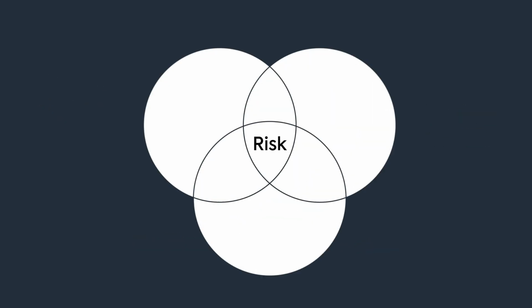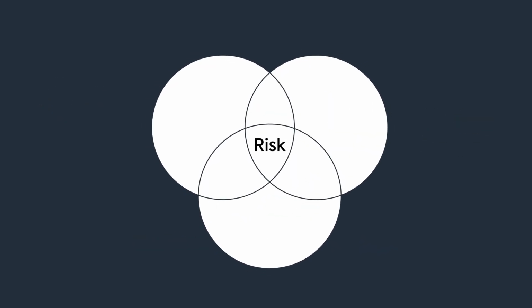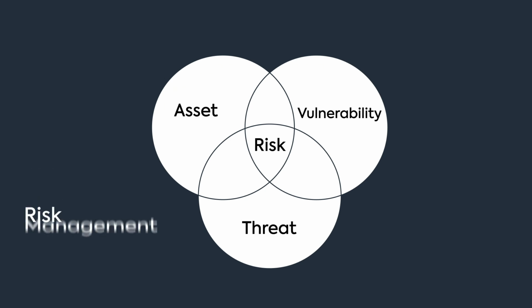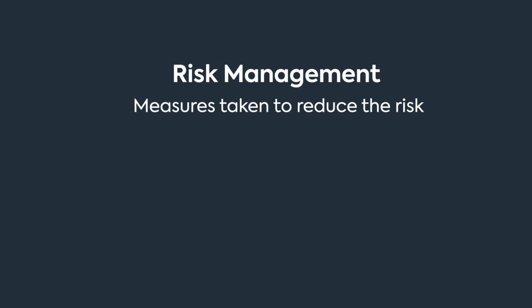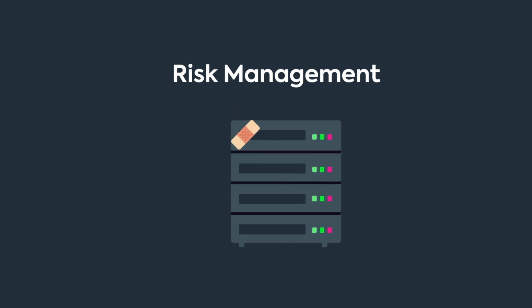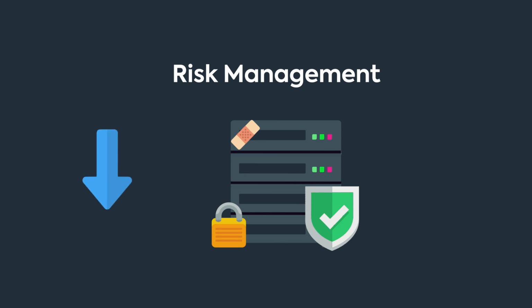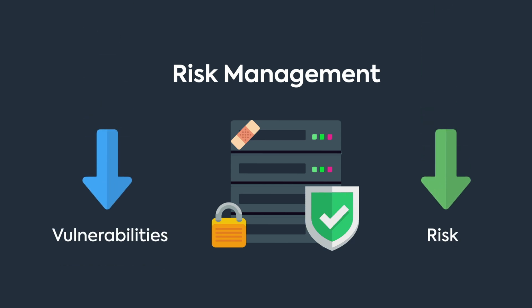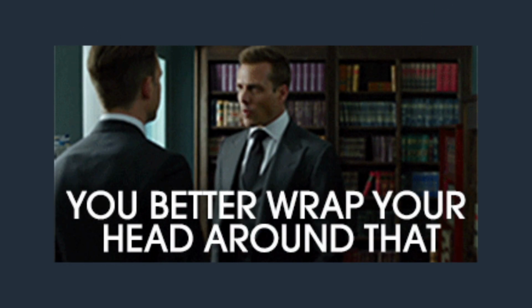Just remember, this model is used to better understand the relationship between asset, threat, and vulnerability for an efficient risk management strategy. Risk management is nothing more than applying some measures to minimize the risks. For example, on the server, we often patch things up, maybe install antivirus, or add encryption in the hope of reducing the vulnerabilities so that the risks get minimized. I hope you can wrap your head around this concept.